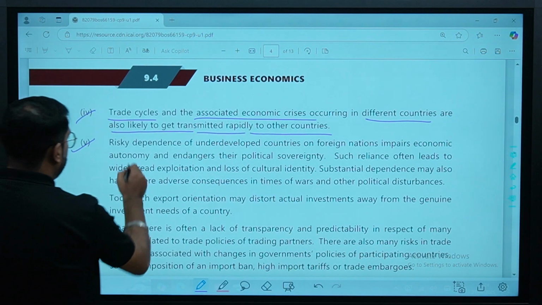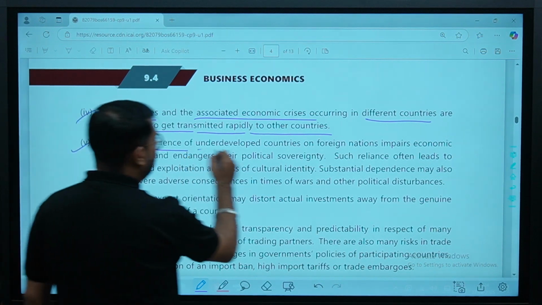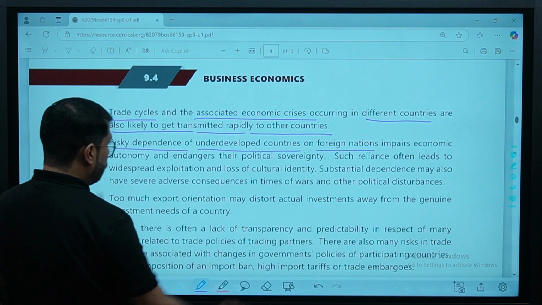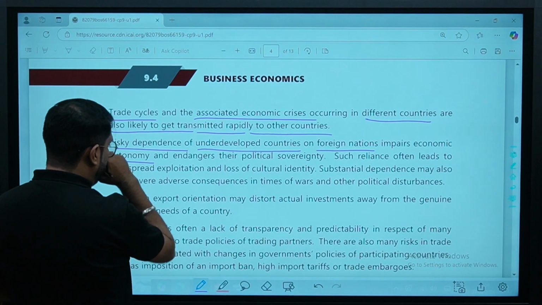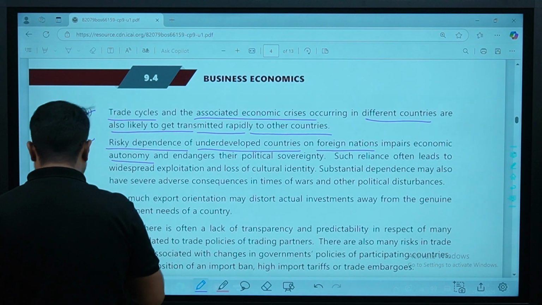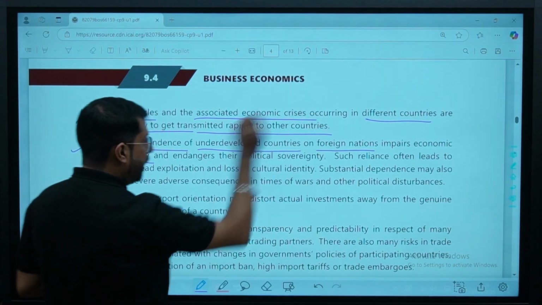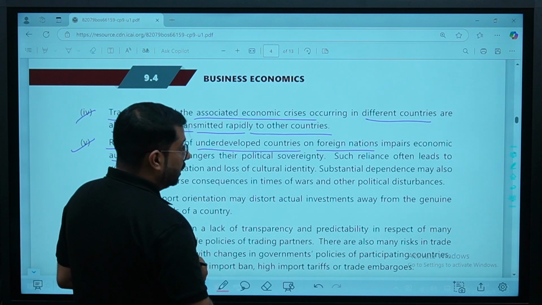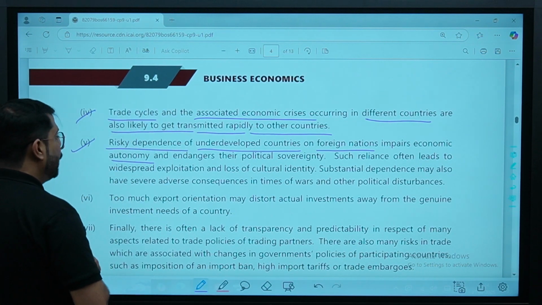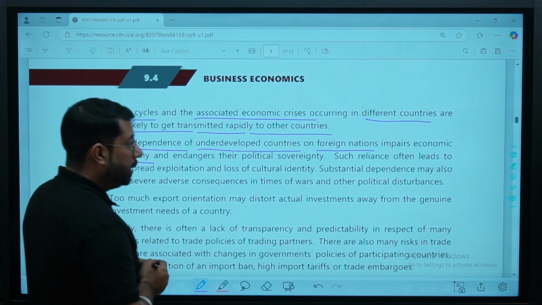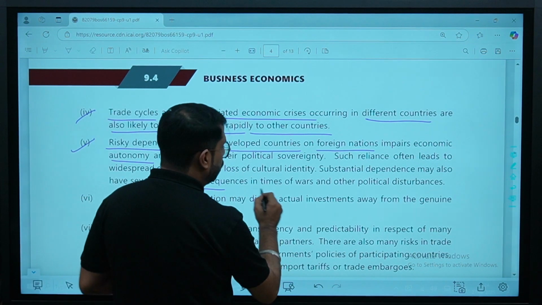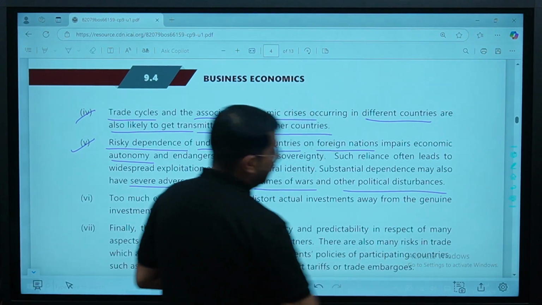Fifth point says risky dependence of underdeveloped countries on foreign nations impairs economic autonomy and endangers their political sovereignty. Such reliance often leads to widespread exploitation and loss of cultural identity. Substantial dependence may also have severe adverse consequences in times of wars and other political disturbances.